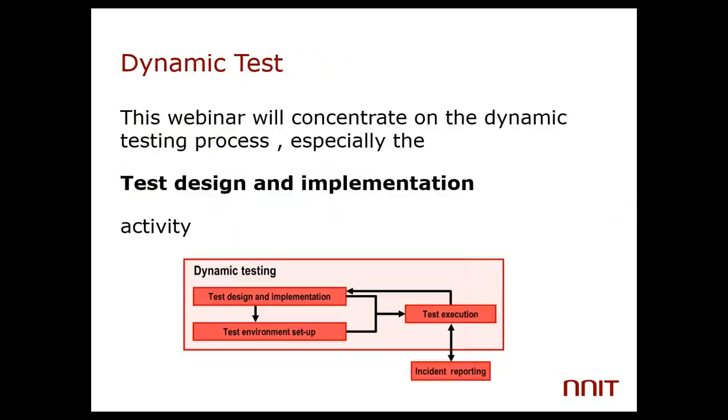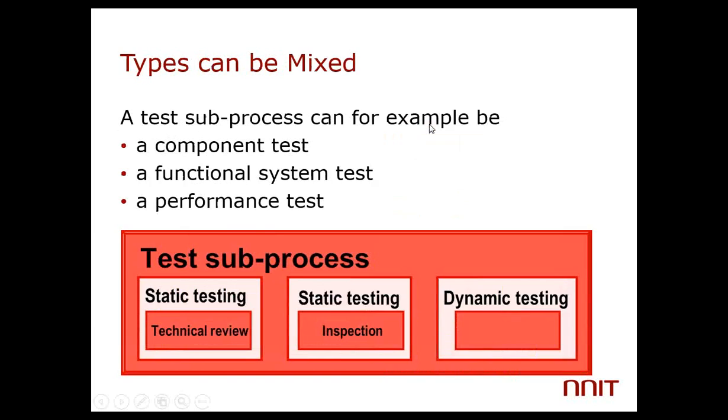These two test types can both be used in the test sub-processes. We can have a test sub-process, for example, a performance test where we have some static testing aimed at performance issues, and then the dynamic testing, testing what we have implemented and what the system is doing in terms of performance. So test sub-processes can consist of both some static testing and some dynamic testing, depending on which one it is.